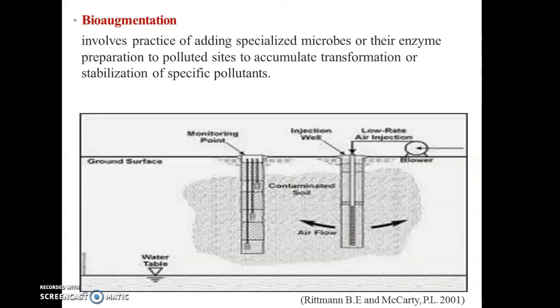So, bioaugmentation, we already mentioned it. It involves the practice of adding specialized microbes or their enzymes to the contaminated site for removing the contamination. It involves adding specialized microbes or enzyme preparations to a polluted site to accelerate transformation or stabilization of a specific pollutant. So a bacterium which specifically affects a particular type of contaminant is added in the bioaugmentation process.